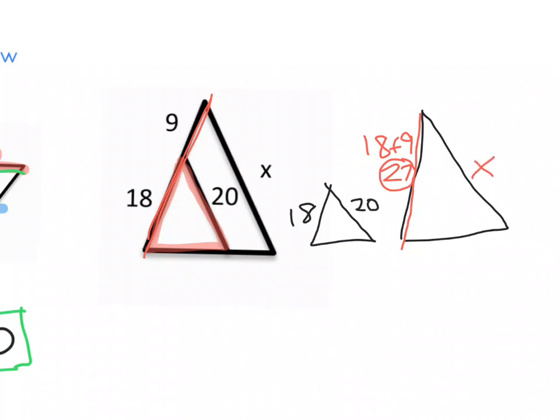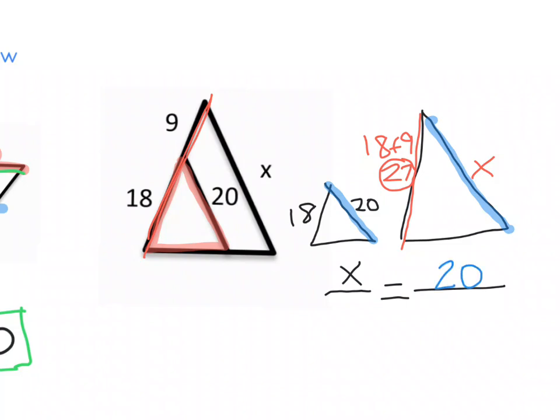Okay, and then you would set up your proportion from there once you are sure about those side lengths and which triangle is which. If I start with x again, I can see that x would correspond to 20. So I want to make sure 20 goes across from it.